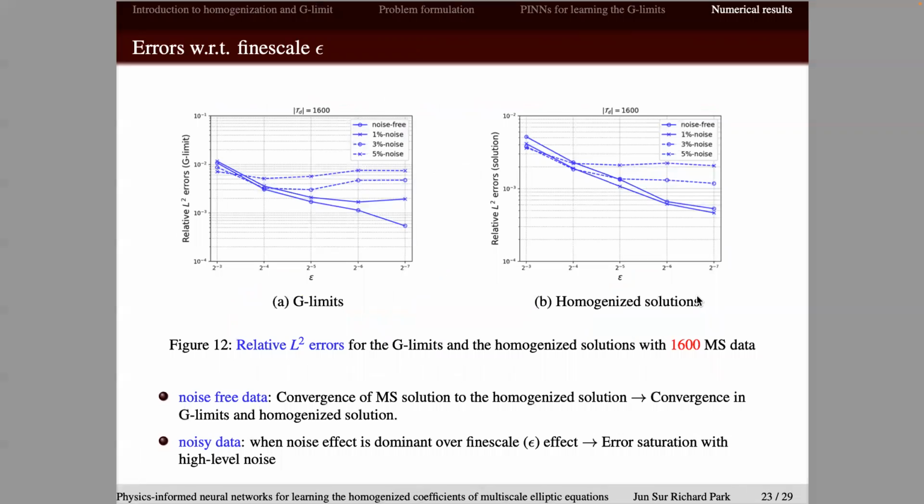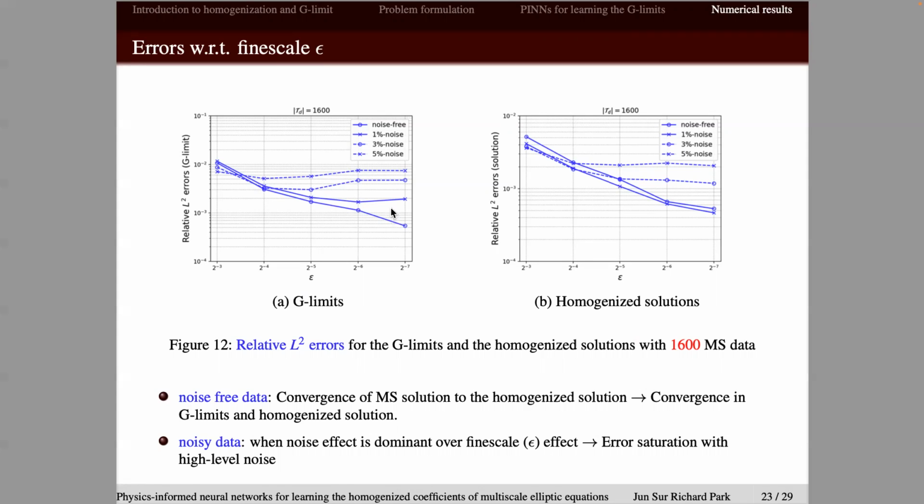So here are some error results with respect to different fine scale parameter epsilon. Again, we can see that with noise-free data, there is clear convergence as epsilon tends to 0. This is because our multiscale data is closer and closer to our ground truth homogenized solution as epsilon tends to 0. So this is expected.